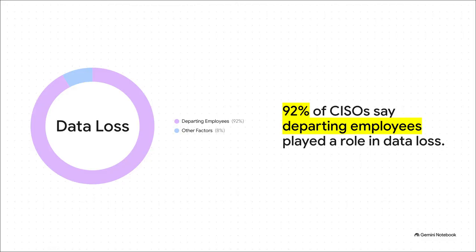And the sheer scale of this problem is just staggering. Take a look at this data from Proofpoint's 2025 Voice of the CISO research. Of the chief information security officers who experienced actual material data loss in the previous year, 92% said departing employees played a role. That absolutely proves employee offboarding is a primary attack vector for data loss.